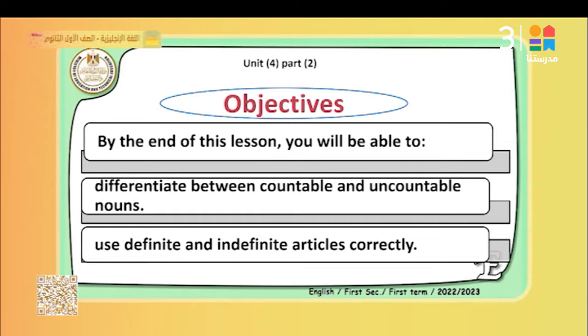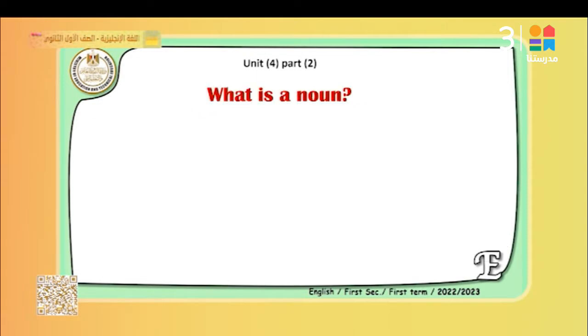Our objectives for today are to differentiate between the countable and uncountable nouns. And again, we are going to use the definite and the indefinite articles, how to use the, a, or an. We want to use these articles correctly. Okay, let's start. What is a noun? First of all, what is a noun?